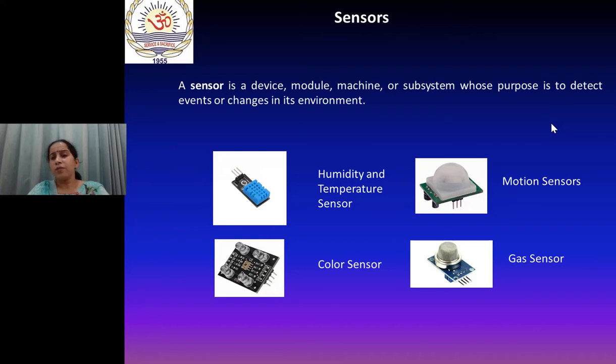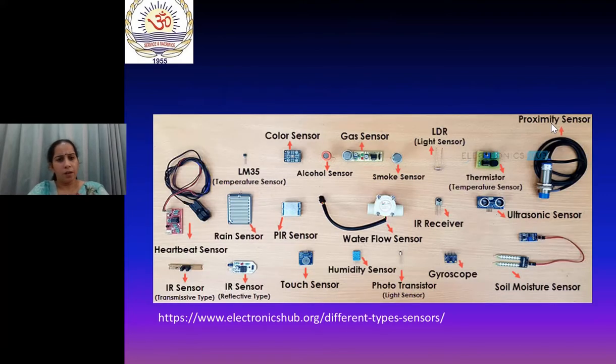Let's talk about various sensors available in the market. There are motion sensors, gas sensors, color sensors, humidity and temperature sensors. If I talk about IoT, or a smart device, it cannot work without sensors, to have the data from the environment and pass it on to the processing element.